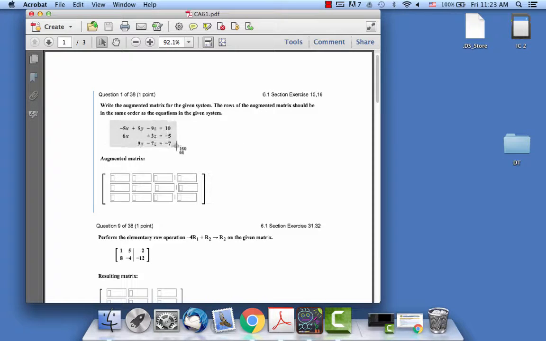But let me just take this over. And the way you would write the matrix for this is, you put the line there, and that's kind of where the equal sign goes, and then you'll have x, y, and z. You don't write this. That's not part of the matrix. I'm just labeling it for you to understand. So the first one, you have negative 5x's and 5y's and negative 9z's, and it all equals 10.